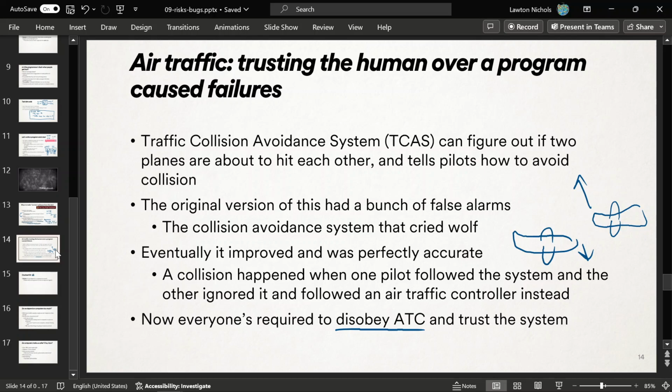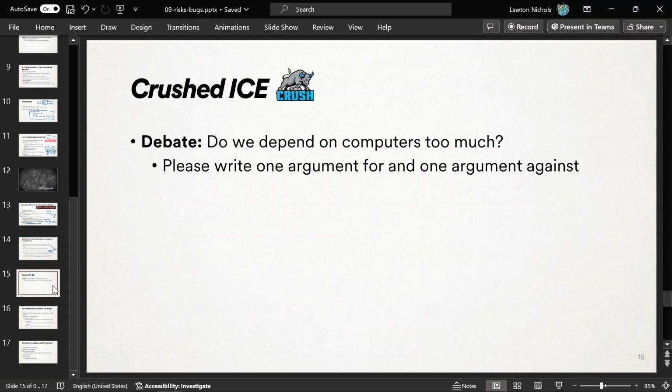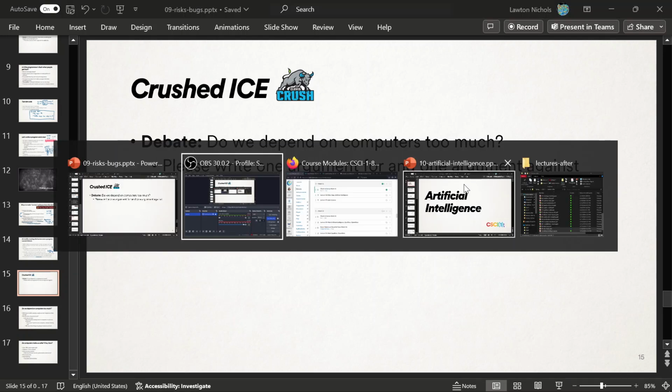Like, should we be trusting software with our lives like this? So let's have a little mini debate right now. We've given a lot of information about these kinds of things. I've refreshed your memory on them. But please, let's get into little peer instruction groups.